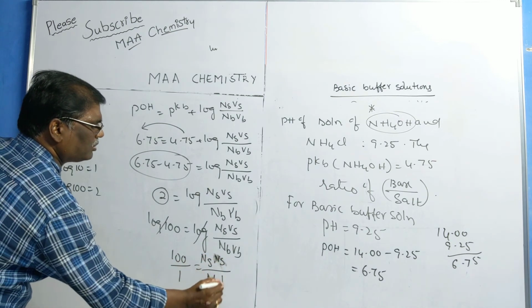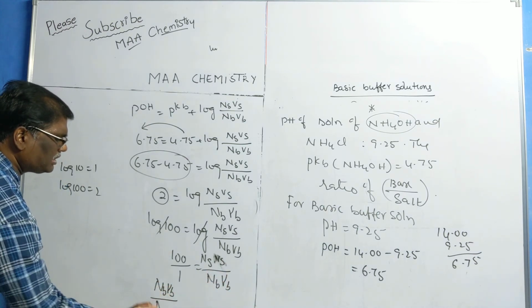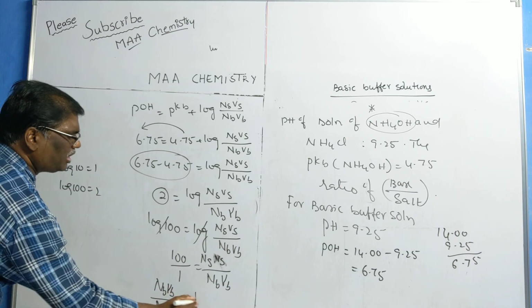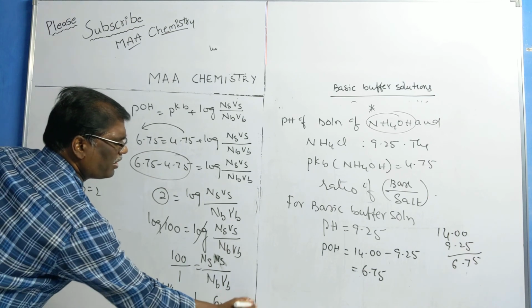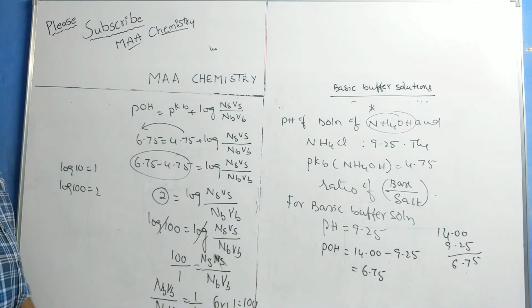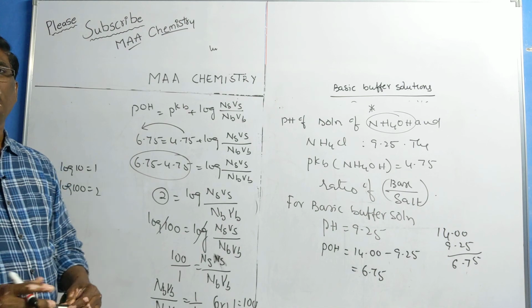Now you are asked which one? Base to the salt. The base to the salt is taken as the reverse ratio, 1 by 100, nothing but 1 is to 100. I hope you understood the models of basic buffer solution well. Thank you.